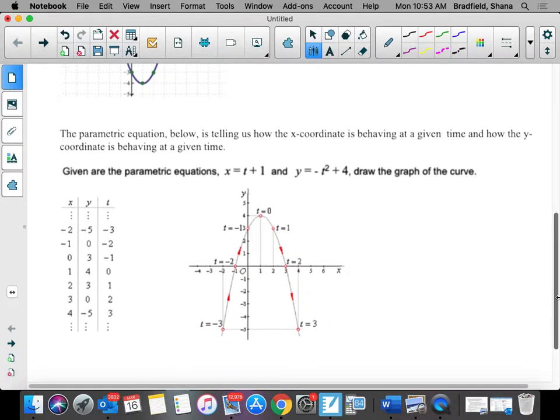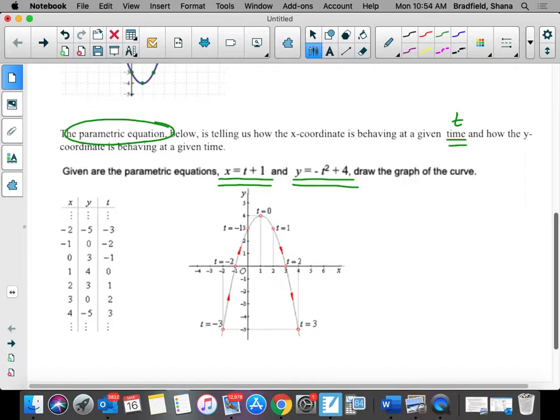A parametric equation, we go about it a little bit different, and it actually breaks a function up into two different equations. And so it's telling us how an x-coordinate is behaving at a given time, represented in t normally, and how the y-coordinate is behaving at a given time. And so we're looking at two different parts. We've got a lot of things happening in a parametric graph. So in this case, we have two parametric equations, but they are still going to represent a parabola, and the graph of that is below.